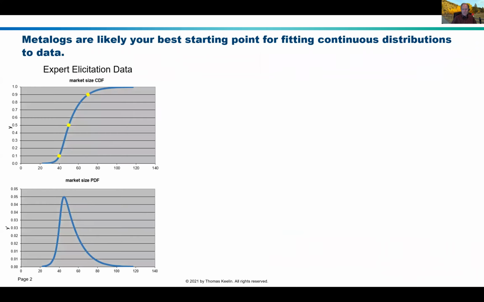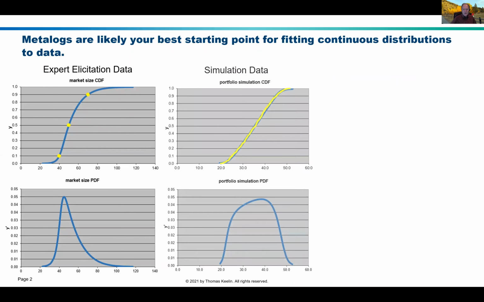Metalogs are likely your best starting point for fitting a continuous distribution to data. What kind of data? It could be expert elicited data where you've assessed from an expert 10, 50, 90 quantiles, and you want a smooth curve to go exactly through those quantiles. Metalogs are perfect for this kind of application, no matter how many data points you have assessed from the expert.